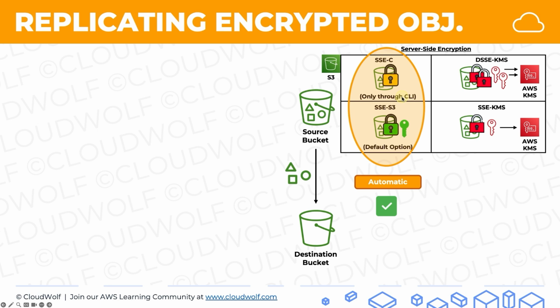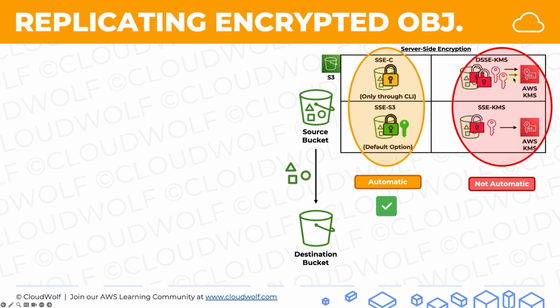And in the case of SSE-C, the key is stored on the customer side. So AWS doesn't even have access to this key. They're just going to take these objects as is, encrypted by this customer key, and copy them over, and here they'll be encrypted with that same key that the customer has. So these are very straightforward.